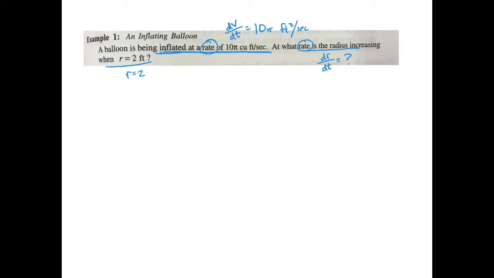Cool, so I have the problem all labeled up, and now I'm going to have to pick a formula that describes this situation. Since we're talking about a balloon being inflated, we're talking about the volume of the balloon. And in this problem, we're going to think of a balloon as a sphere. So volume equals 4/3 pi r cubed.